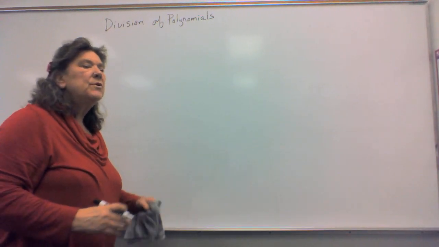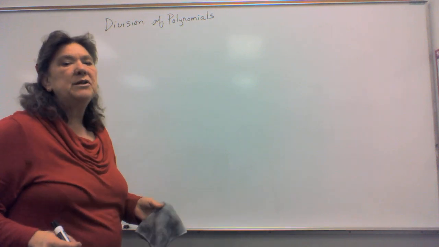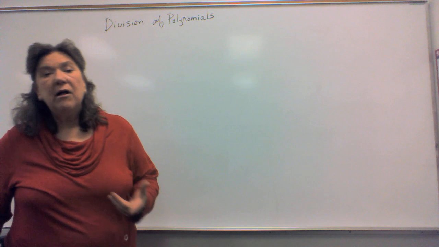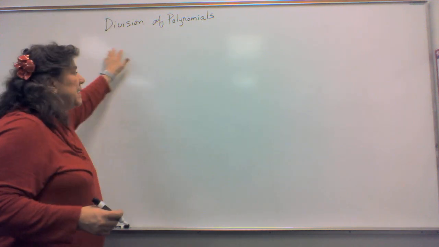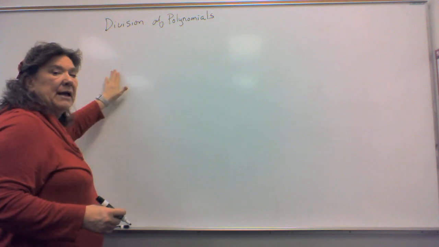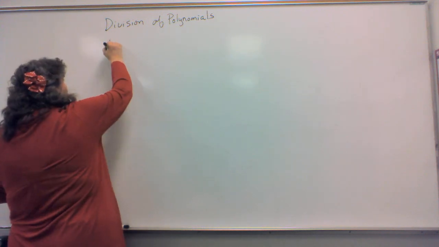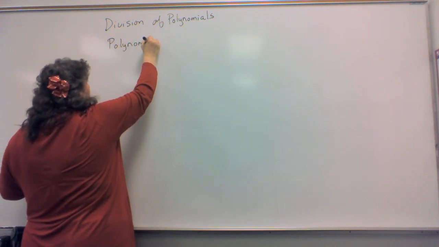Okay, now we're going to look at division of polynomials. So the first division of polynomials we're going to do is to divide a polynomial by a monomial. So that means a many-term expression by a one-term expression. So let's look at this. Polynomial divided by a monomial.